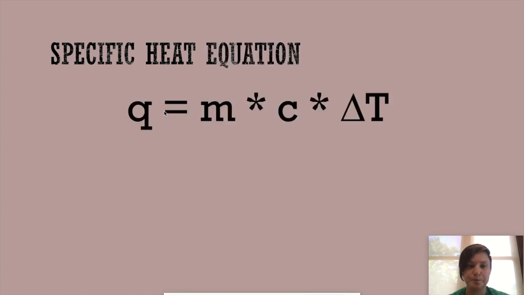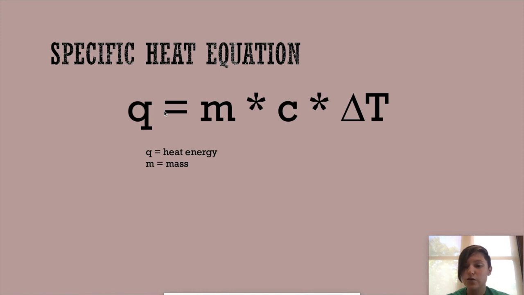Now here's that specific heat equation, or the thermal energy equation that I was talking about earlier in this video. This is the equation that we use to determine how much heat an object has absorbed or how much it has released when there is a temperature change. I'll go through each of these variables individually. So Q is what we're looking for. We're looking for the amount of heat energy there, okay? Q is just the amount of heat energy that we're looking for.